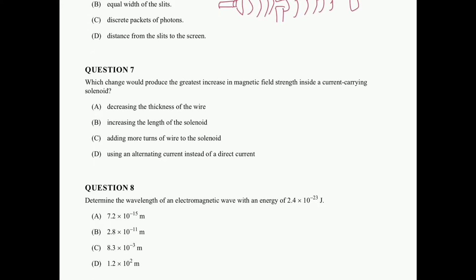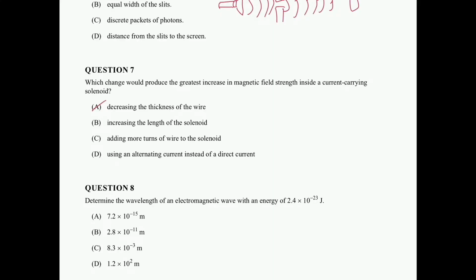All right, question 7. Which change would produce the greatest increase in magnetic field inside a current carrying solenoid? So decrease the thickness of the wire. If you decrease the thickness of the wire, it may slightly affect the magnetic field because density of the current can change, but I'm going to rule that one out as one of the options. Increasing the length of the solenoid. So increasing the length is not going to make a difference at all to our magnetic field.